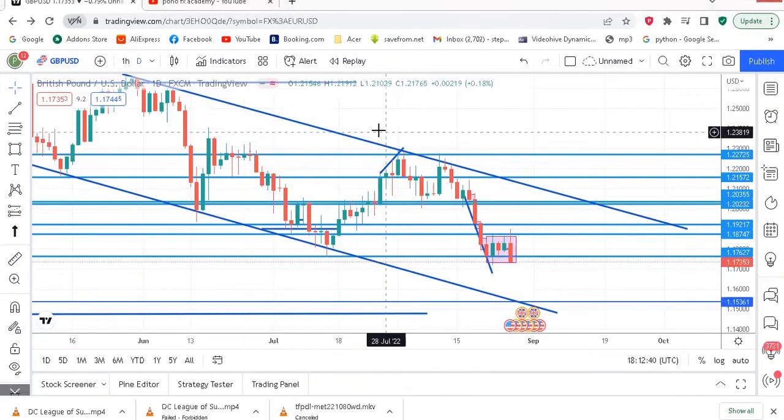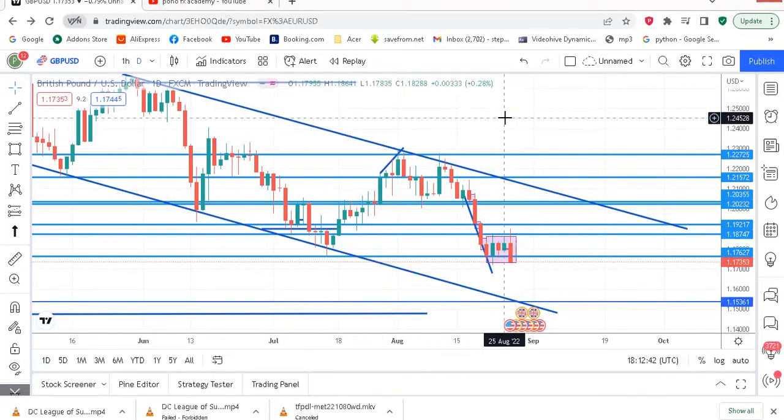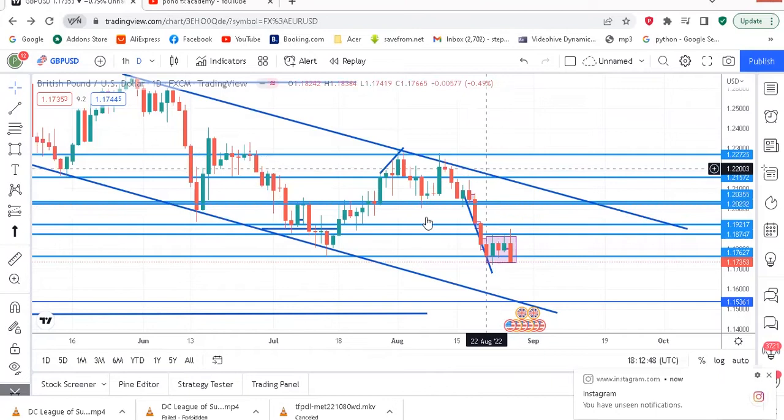So we're gonna do our weekly analysis to look at what we have for this week. I'm not gonna go on way too long with this analysis. I'm gonna try to keep it short and simple because I'm gonna go through GBP USD, maybe Euro USD, and then US 100.